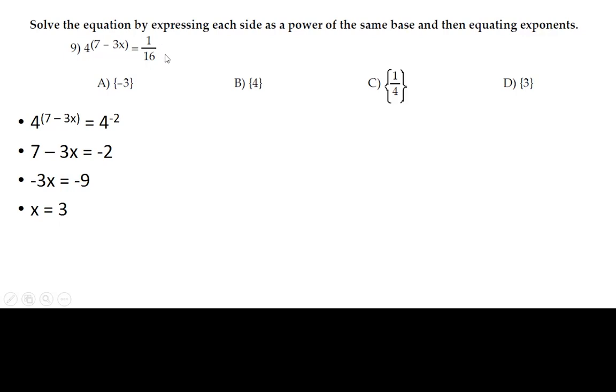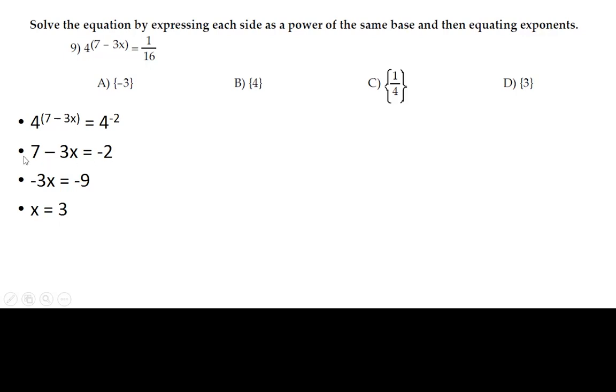1/16 is 1/4 squared. That's 4 to the negative 2. So we rewrite. We keep the 4 to the 7 minus 3x power, but now on the right we have 4 to the negative 2 power. The directions said then equate exponents. When we have two sides written as the same base, that means the exponents must be equal to each other. So 7 minus 3x must equal negative 2.